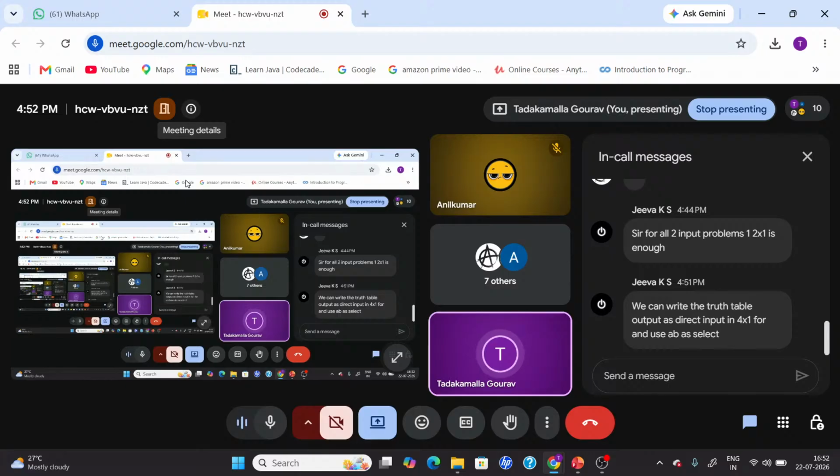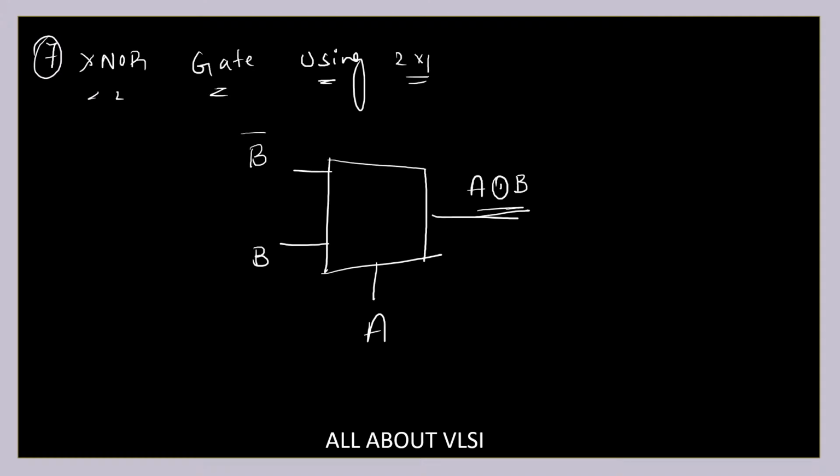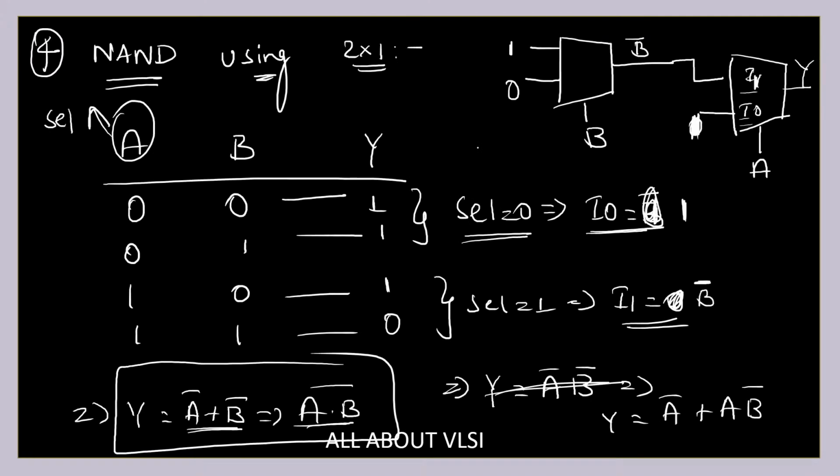Exactly correct. We can write the truth table outputs as direct inputs in 4 cross 1 and we can use A, B as select lines. Exactly. So for all the logic gates, you can do the same thing. Implementing with 4 cross 1 mux and 8 cross 1 mux is very simple. For 2 cross 1 mux only, you need to have some kind of method. Don't try to remember the things using 2 cross 1 mux. Just try to remember the method. Then it will be easier.